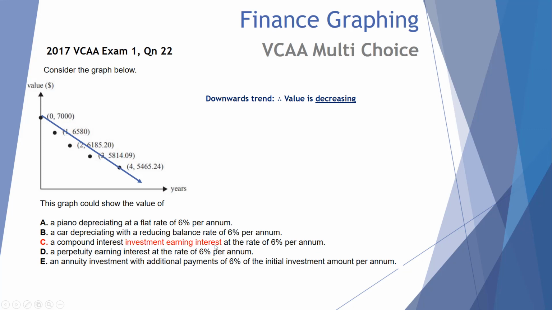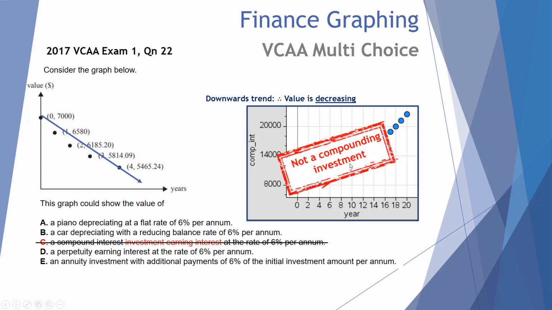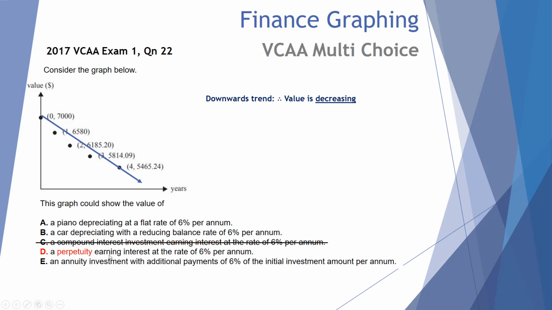Now if I had an investment earning interest, it would look like this. It would be increasing in value in a curved way, being a compound. This is not a compounding investment. So C is incorrect. D says a perpetuity earning interest at a rate of 6% per annum.